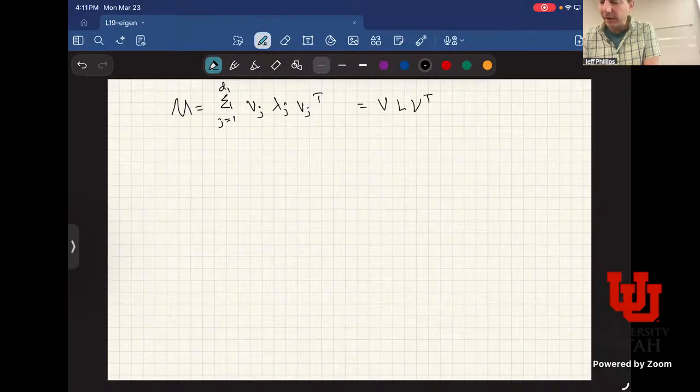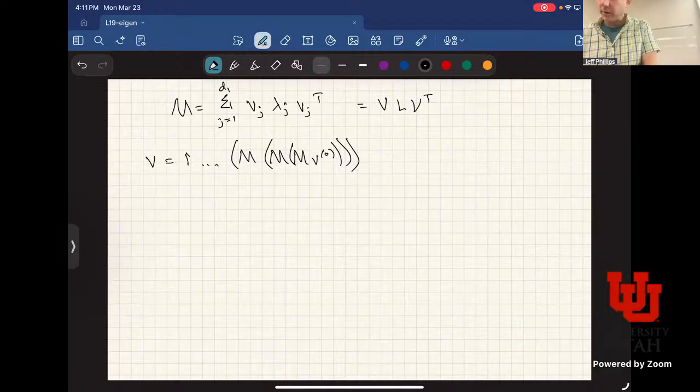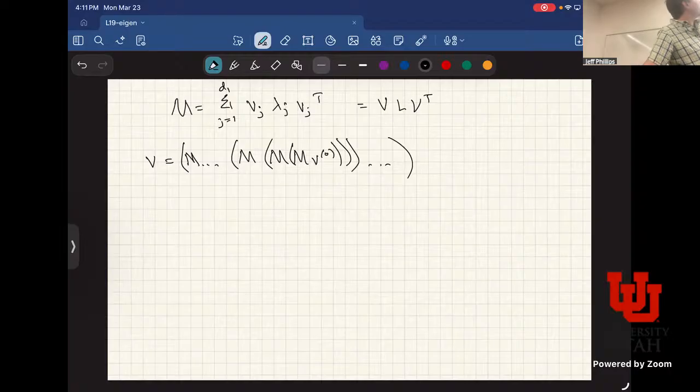And what we can think of as getting the V at the very end is M times some random V0, times another matrix M, okay, the output of this times another matrix M. So it's just this expression where I'm multiplying by M over and over and over again. If I unroll this loop inside the inner loop, this is equivalent.